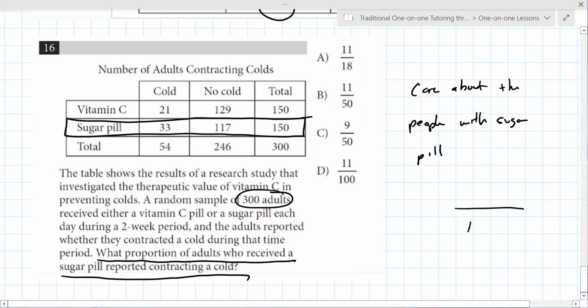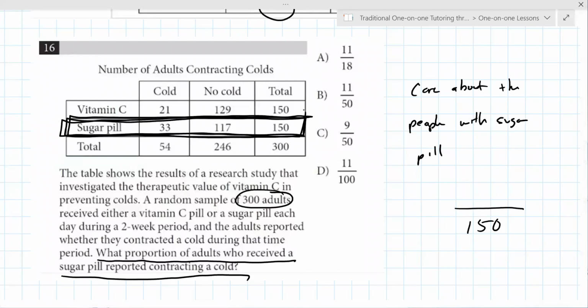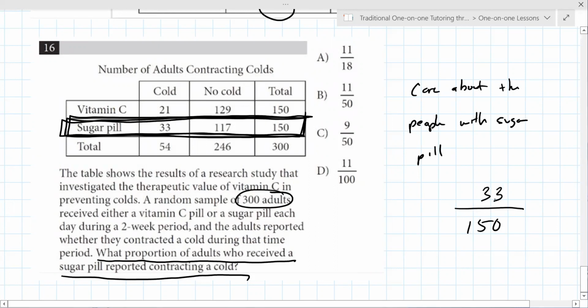150. And you care about those that contracted a cold. So how many people contracted a cold in this row right here? I tracked the cold as 33. Yes. Now, do you see that answer here? And do you guys see that answer?